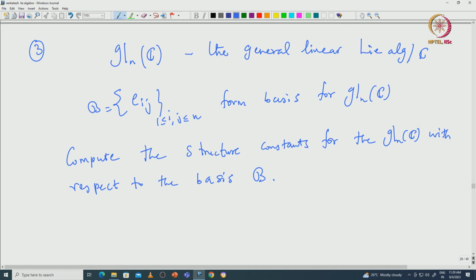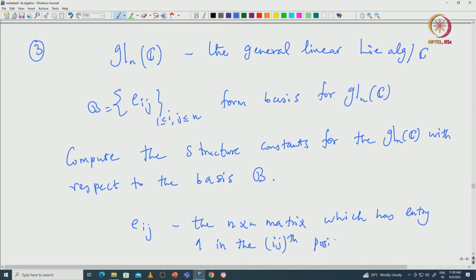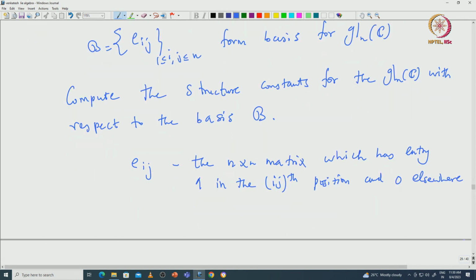So, recall this E_ij is nothing but the n by n matrix which has entry 1 in the ijth position, and all other entries are 0, zero elsewhere. So that is the matrix E_ij, called an elementary matrix.